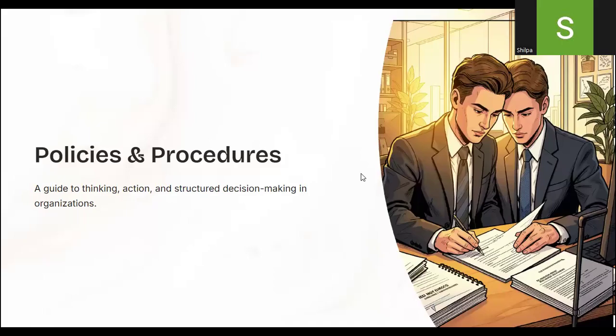Hello students. So in the previous lectures, we have completed two types of plans, objectives and strategies. Let us today focus on the third type of a plan, that is policies and procedures.